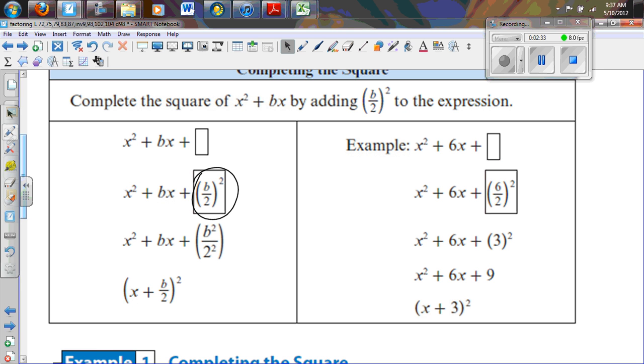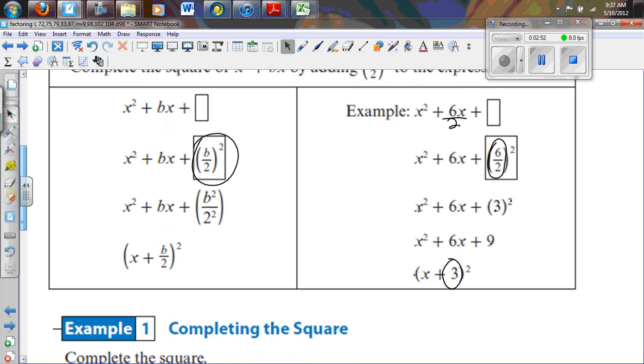Take a look at this example. If you have x squared plus 6x plus 3 squared, because if you take 6 and divide it by 2, you get 3, and 3 squared is 9. And so that's really x plus 3 squared. The 3 right here is the 3 that ends up in your square.